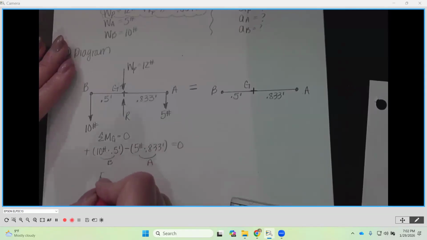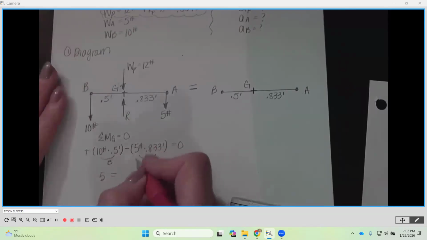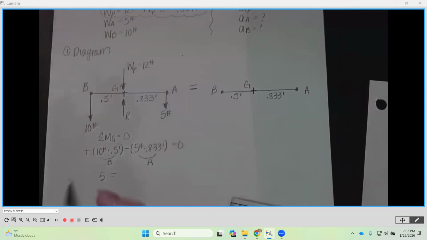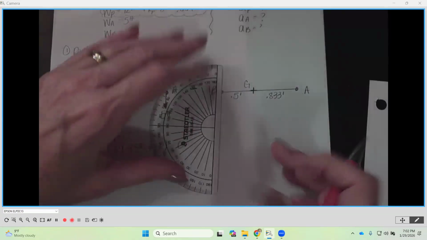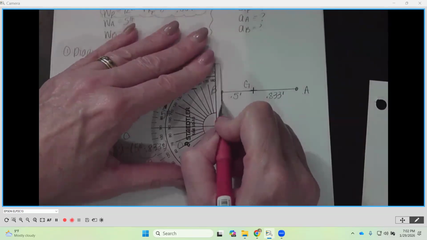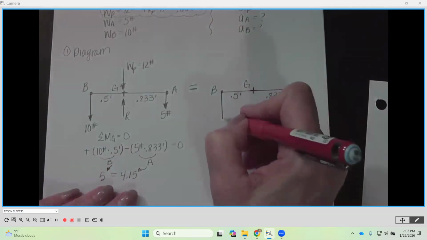So this is going to be 5 pound inches. I'm just going to use the number right here. It's going to be equal to, because I'm going to move this to the other side, it's going to become positive. And this is going to be like 4.15, okay, on that side. And so this represents A, this represents B. B is a larger moment value than A. So that means that B will be accelerating down with its mass.